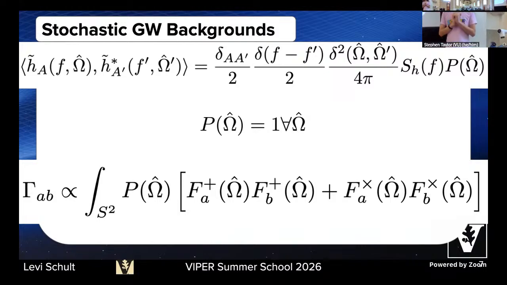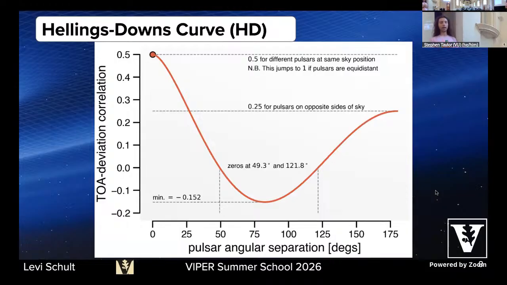So it's not too difficult to see, right? We have our sky map of gravitational wave power across the sky. We're integrating over the entire sky, and then we have the response for pulsars A and B in the plus polarization and the cross polarization. And so that brings us to the Hellings-Downs cross correlation. Right, this smoking gun, this fingerprint of a gravitational wave background in pulsar timing arrays.